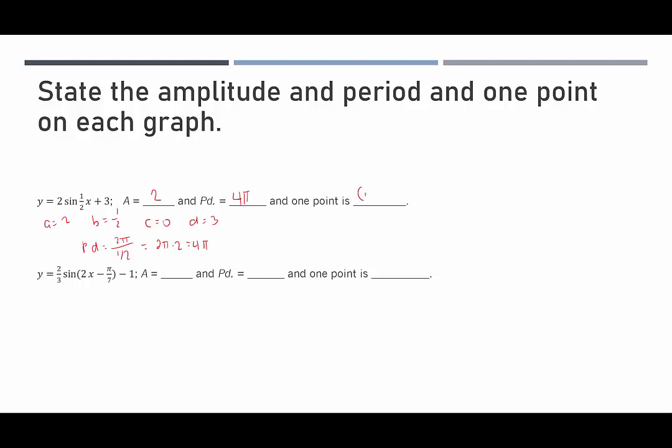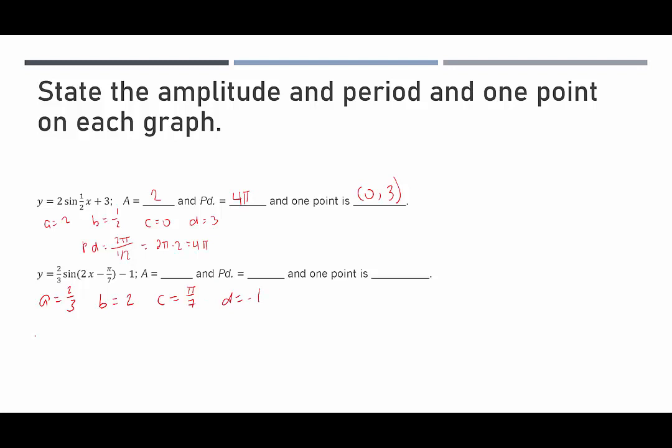The x-coordinate will not change, but the graph is being shifted up 3 units, so it will be at 0, 3. In the next example, we have y equals 2/3 times sine of 2x minus pi over 7, minus 1. So let's label. We have a is 2/3, b is 2, c is pi over 7, and d is negative 1.